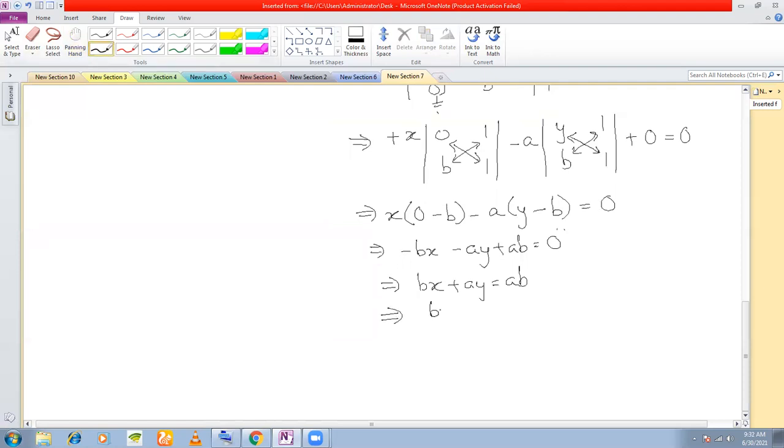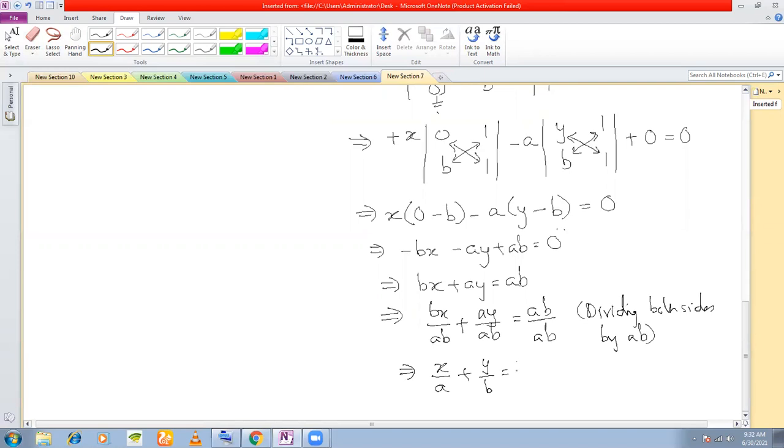That means bx by ab plus ay by ab is equal to ab by ab. Dividing both sides by AB, we get x by A plus y by B is equal to 1, and that is our required proof. Is it clear? Or any question?